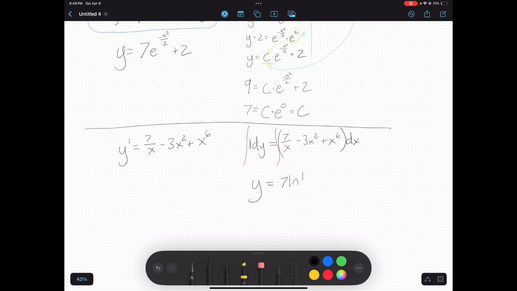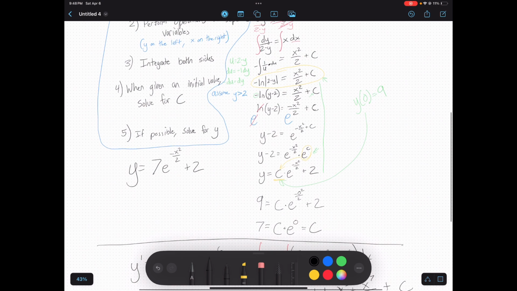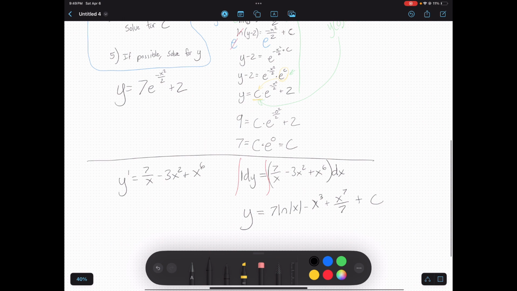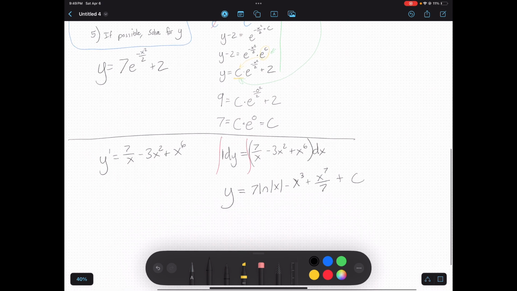I get 7 natural log of x minus 3x cubed over 3. Well, the 3's just cancel out, so I'm just left with minus x cubed plus x to the 7th over 7 plus c. Very nice. I integrated both sides. Did I give you an initial value? I did not give you an initial value, so you can't solve for c. So step 4 is unnecessary. What about step 5? My y is already solved for. I don't need step 5 either.